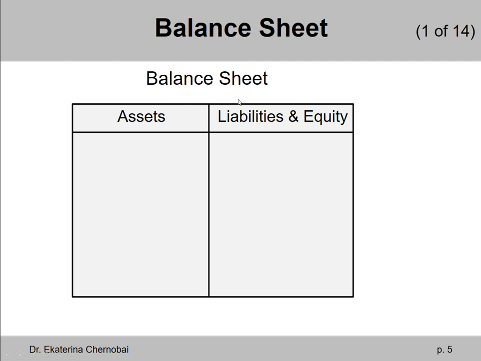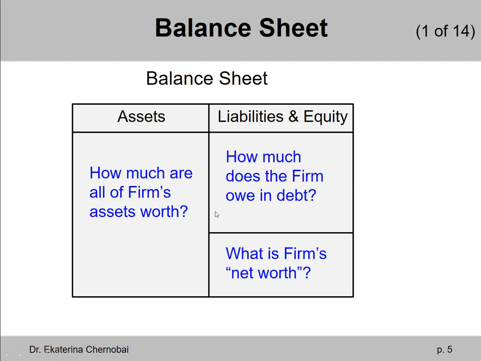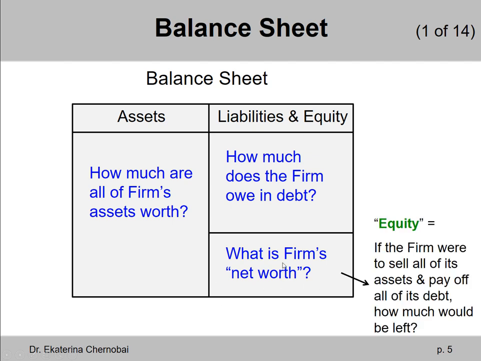Let's review the structure of a balance sheet. On the left we put assets, on the right we put liabilities and equity. Assets is how much all a firm's assets are worth in dollar amount. Liabilities, how much we owe, how much debt we have, and equity is the same thing as net worth. So think about a firm, let's say, shutting down. If it sells everything that's under its assets, makes money, right? And then if it uses the money to pay back everything that it owes, then how much would be left? That's the net worth.